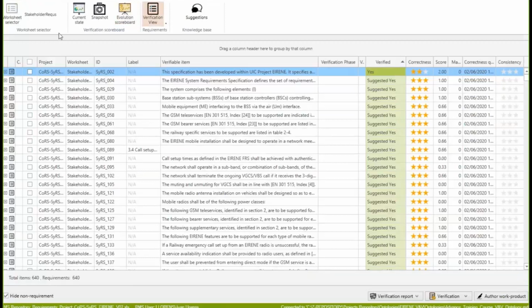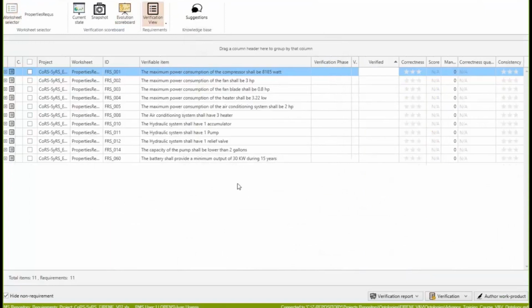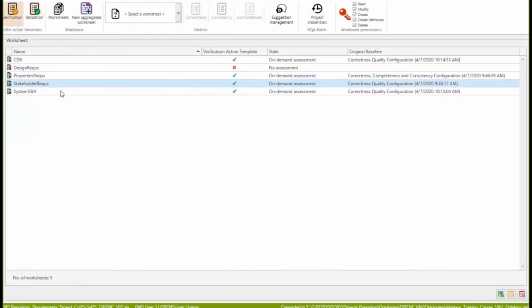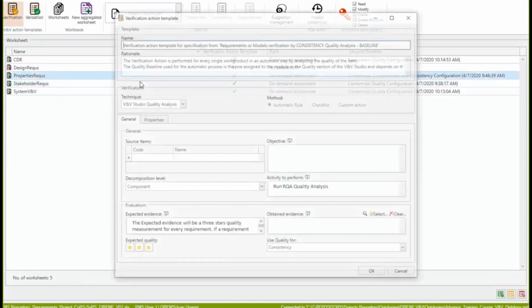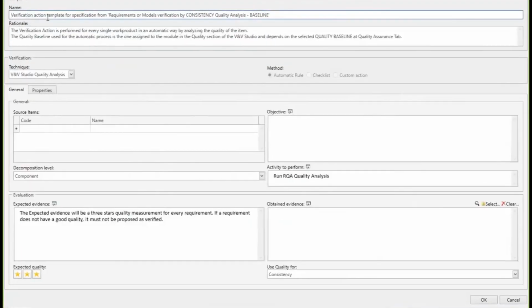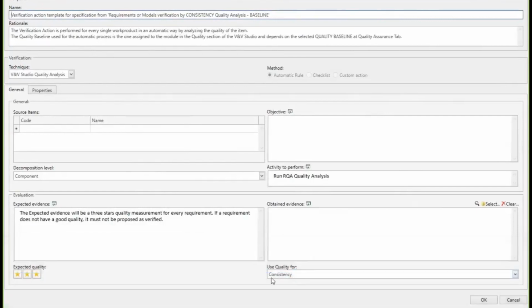Okay, now let's get into the properties. For properties, if you remember, we are going to use again quality management, but in that case, quality management based on consistency. So we are going to create a verification action for those requirements based on the notion, you will see down there, that you have to expect 3 stars of quality based on consistency analysis. Okay. So which consistency analysis are we going to apply?